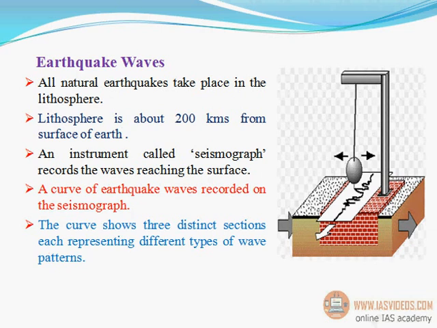Earthquake waves. All natural earthquakes take place in the lithosphere. Lithosphere is about 200 kilometers from the surface of Earth. An instrument called a seismograph records the waves reaching the surface. A curve of earthquake waves recorded on the seismograph. The curve shows three distinct sections, each representing different types of wave patterns.